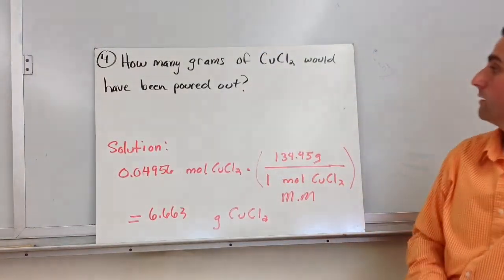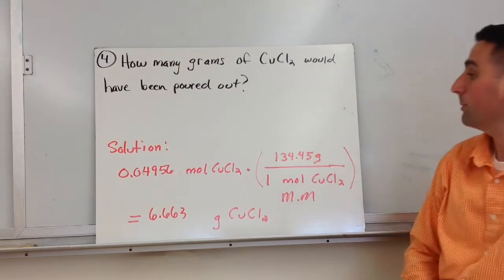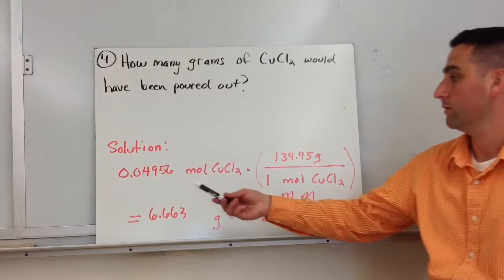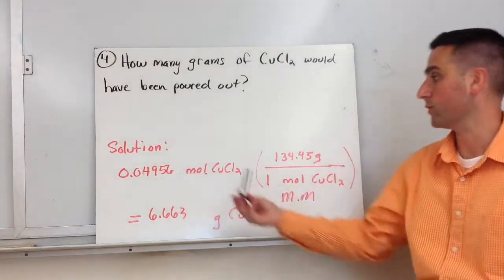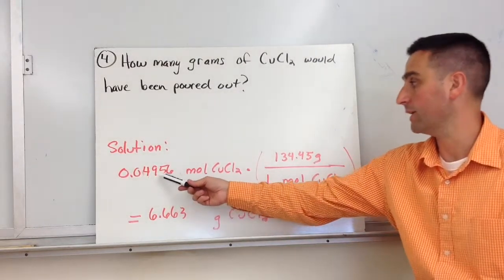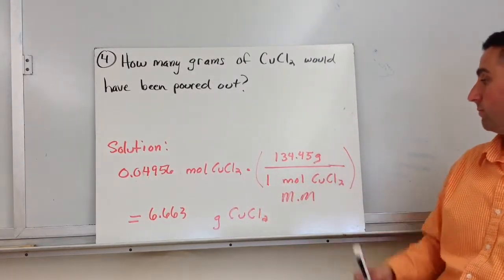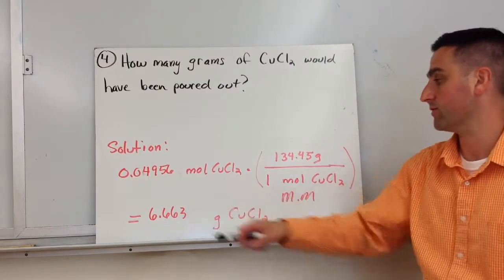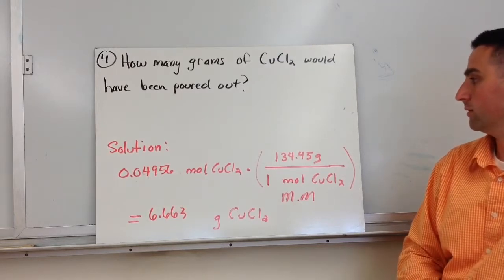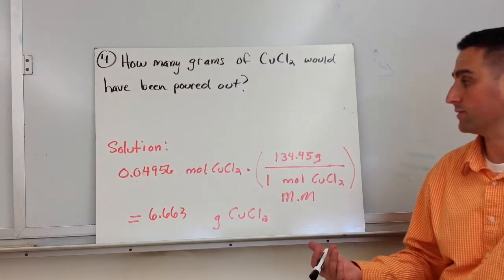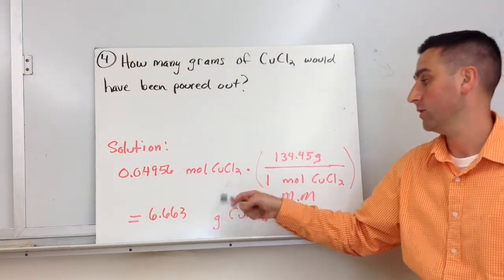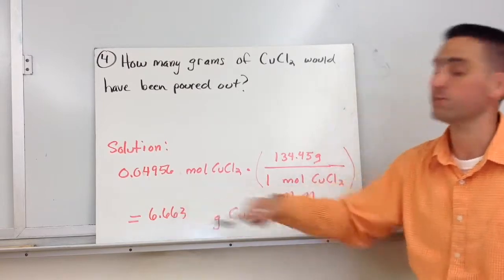All right, finally, how many grams would this be of copper 2 chloride? Okay, so we have our moles, and simply to go from moles to grams, we use the molar mass, right? So 0.04956 moles, multiply it by the molar mass, and we get a final answer of 6.663. So in other words, we poured out 400 milliliters of this concentration, which is equivalent to this many moles of copper 2 chloride, which is equivalent to this many grams.